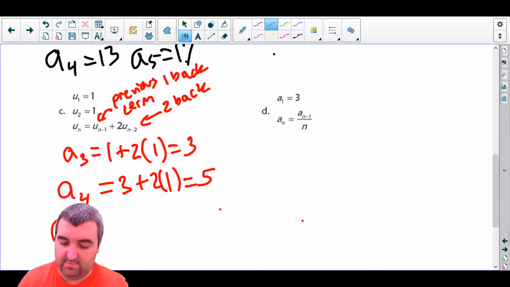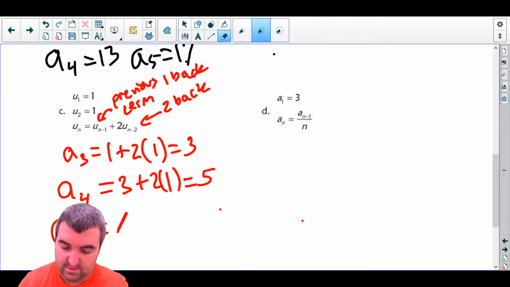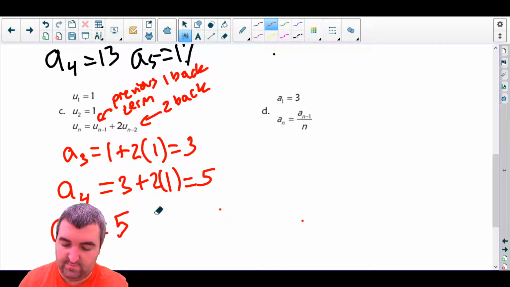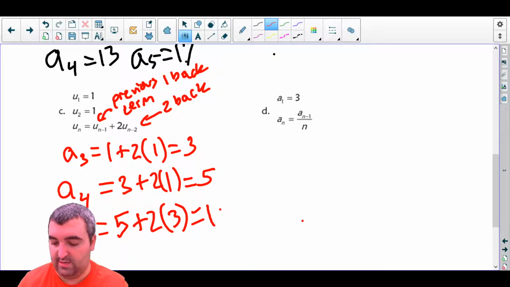And then the last term I'm looking for is a sub 5, so previous term. Ooh, computer's going a little wacky there. Let's fix that, not the eraser. There we go. So it would be the previous term plus 2 times 2 back, which would be 3. So there you can get 11.